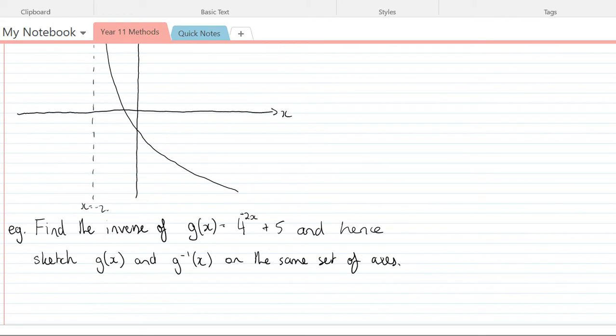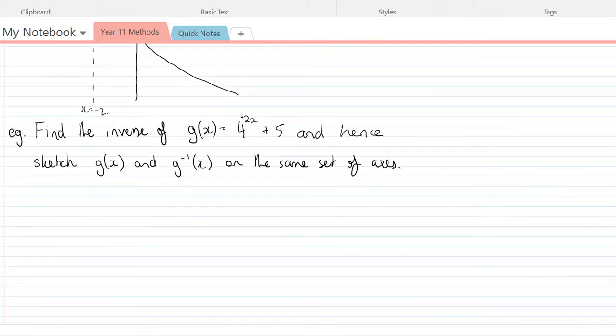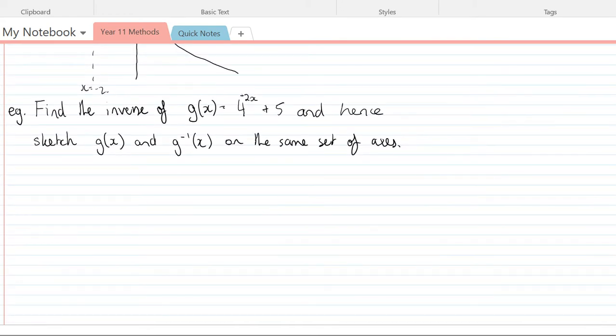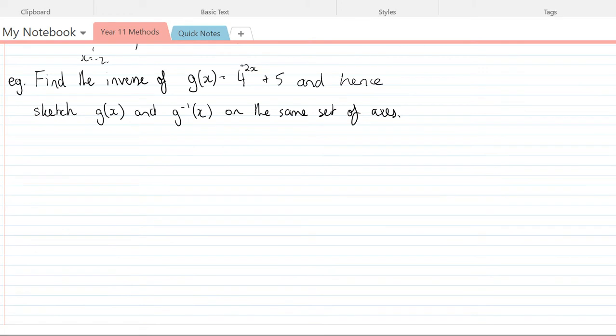So the next question: find the inverse of g of x equals 4 to the negative 2x plus 5, and hence sketch g of x and inverse g of x on the same set of axes. Righto. So first things first, we need to find the inverse. So for the inverse, swap x and y. That means x equals 4 to the power of negative 2y plus 5.